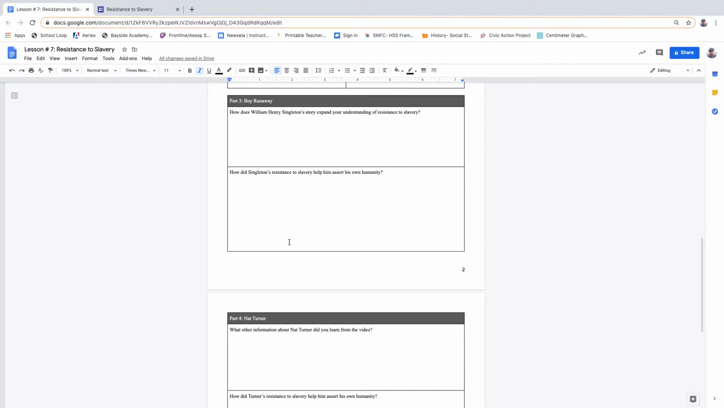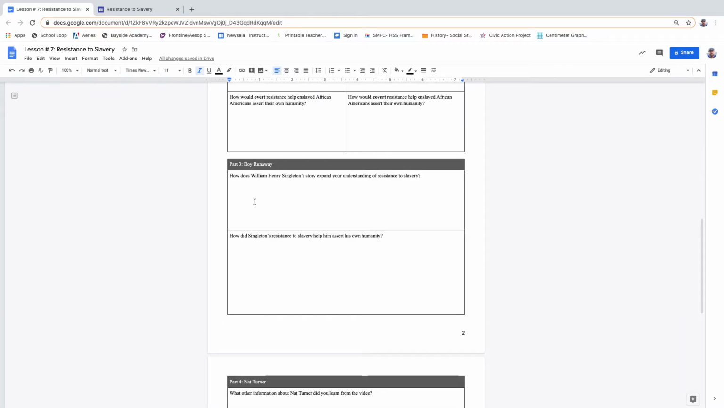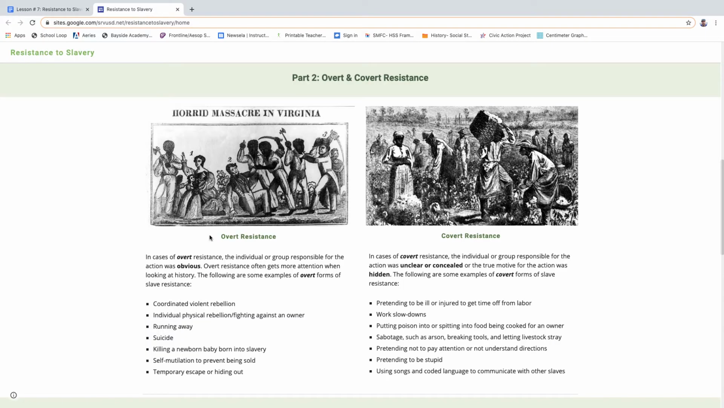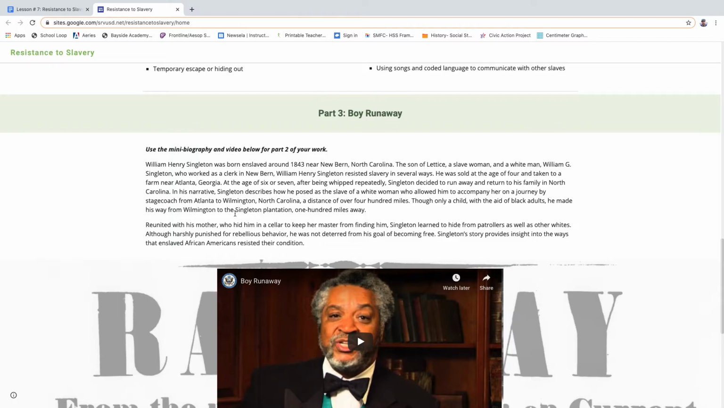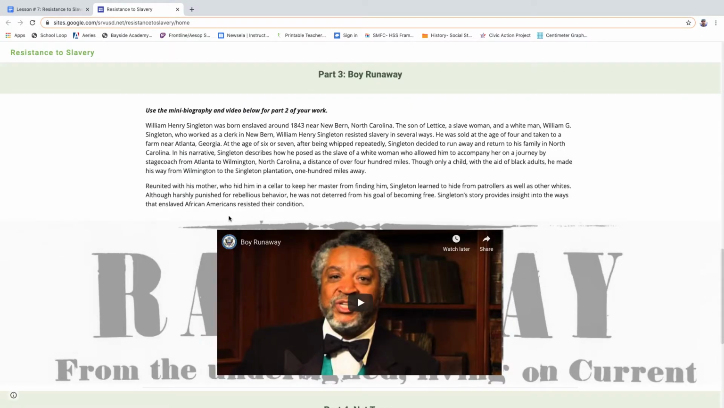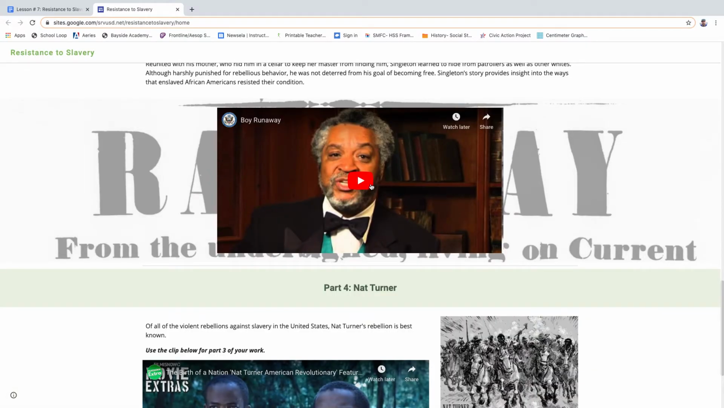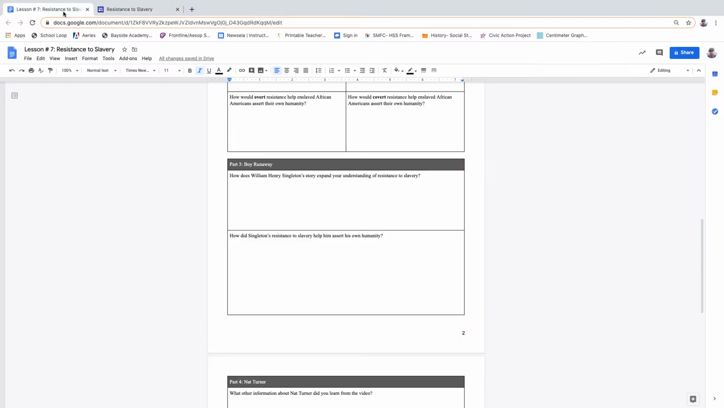Now finally, we will be in section 3, Boy Runaway. How does William Henry Singleton's story expand your understanding of resistance to slavery? What we have here is the story, The Runaway Boy. It's a mini biography, and we also have a video that you can watch. You're going to tell me how William Henry Singleton's story expands your understanding of resistance to slavery. How does it add to what you already know?